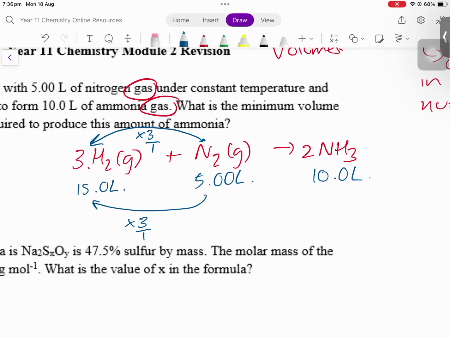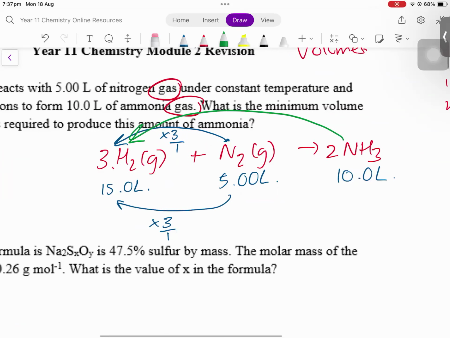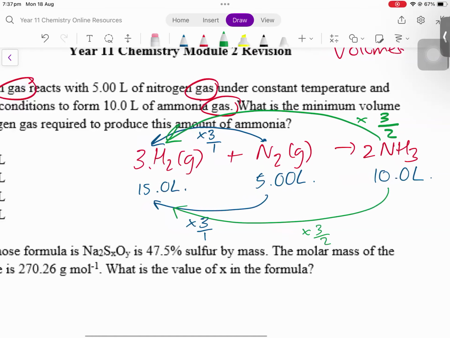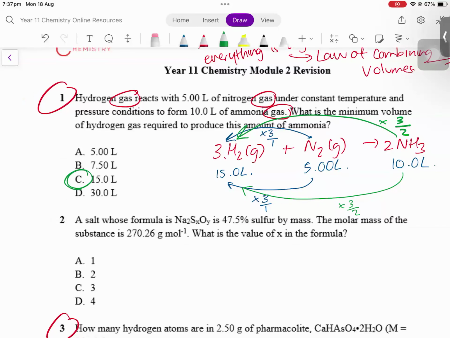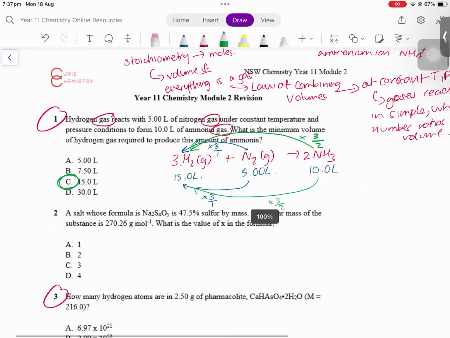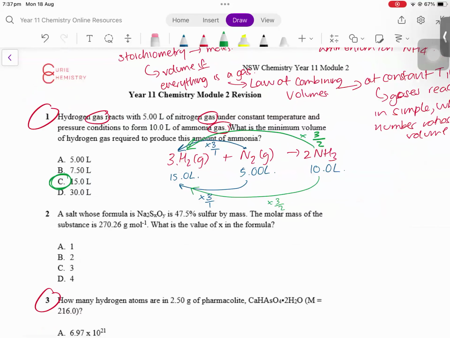If you don't want to do it in terms of nitrogen, they've given you two numbers, so you can do it in terms of the 10 liters of ammonia instead. You're going to the 3 for the hydrogen, so you're multiplying by 3. You're getting rid of the 2 in front of the ammonia, so you're dividing by 2. Do the same thing to the actual volume. The 10 liters of ammonia times 3 over 2 will also get you 15. So either way, your answer for the hydrogen gas is going to be C, 15 liters.